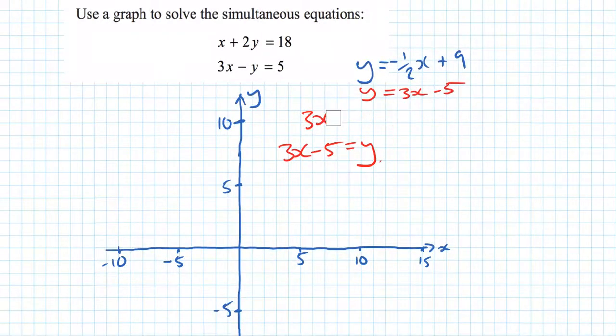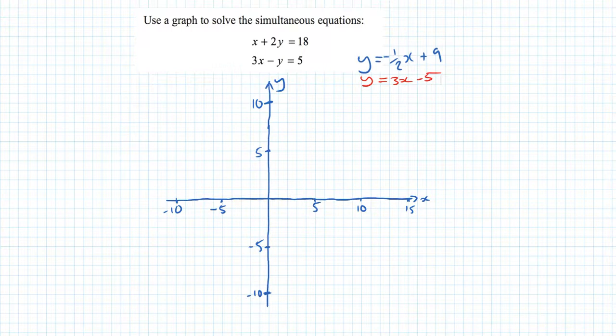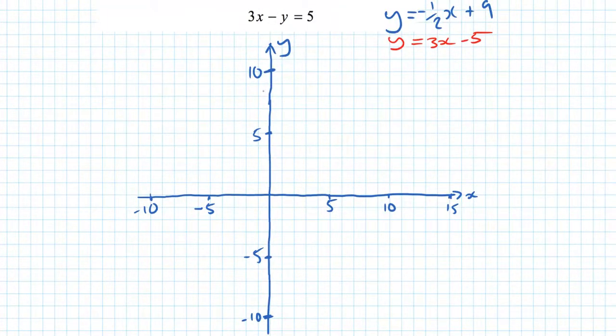Now I've got my two equations. I'm ready to draw my graph. Okay, so let's start off with that blue equation. Clearly it crosses the y-axis at 9, so I'm going to mark that point there. And the gradient is negative a half.